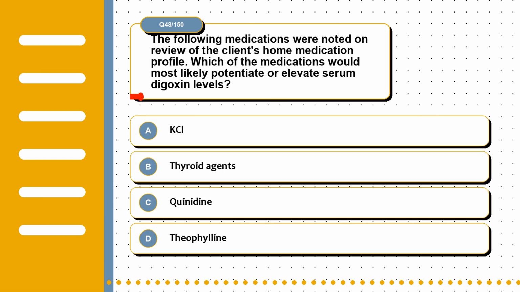Question 48. The following medications were noted on review of the client's home medication profile. Which of the medications would most likely potentiate or elevate serum digoxin levels? Here are the options. Option A. KCl. Option B. Thyroid agents. Option C. Quinidine. Option D. Theophylline.